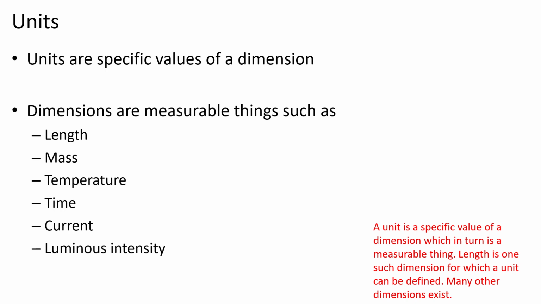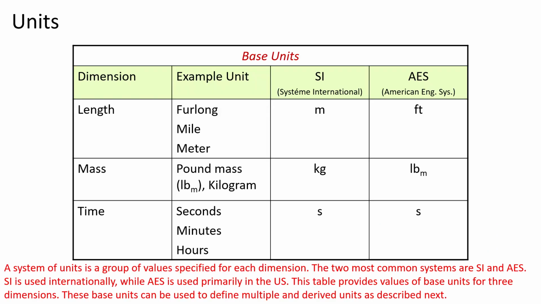A unit is a specific value of a dimension, which in turn is a measurable thing. Length is one such dimension, for which a unit can be defined. Many other dimensions exist. A system of units is a group of values specified for each dimension. The two most common systems are SI, System International, and the American Engineering System, AES. SI is used internationally, while AES is used primarily in the US.